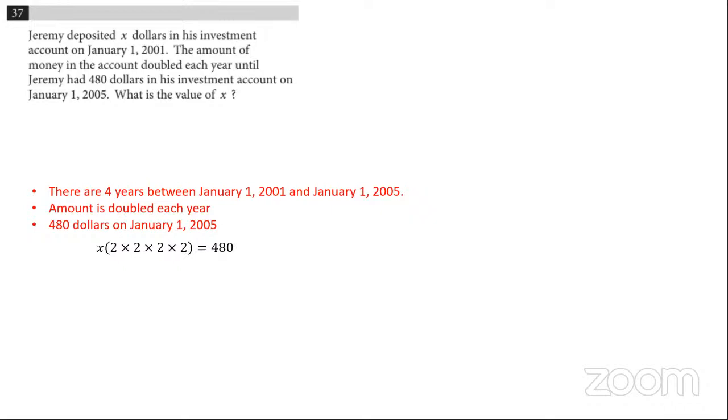Since no one has any doubt, let's see. What is 2 into 2 into 2 into 2? It's 16. So 16x is equal to 480. So x equals 480 by 16, which gives us x equal to 30. Cool. So the answer is 30.